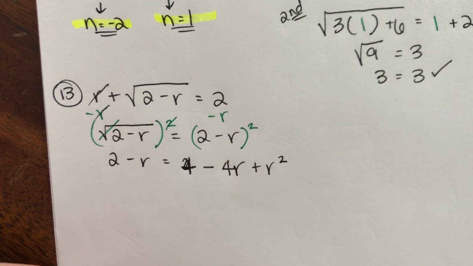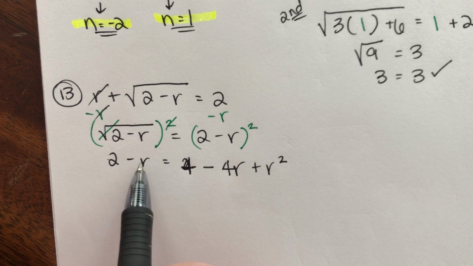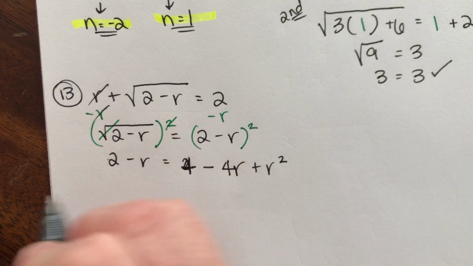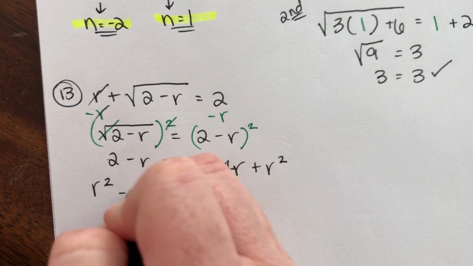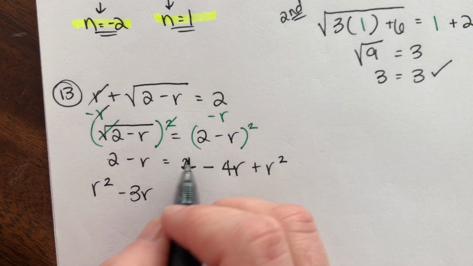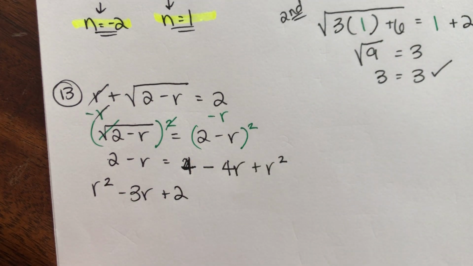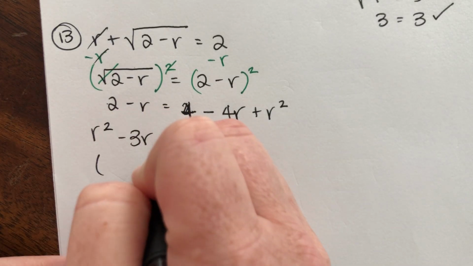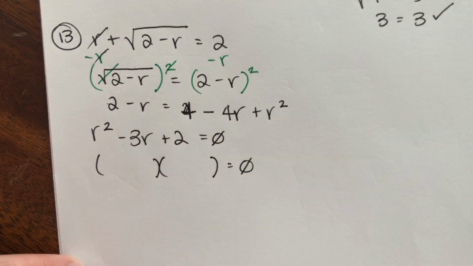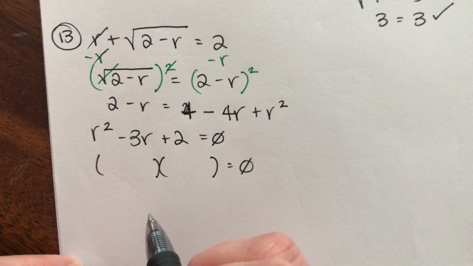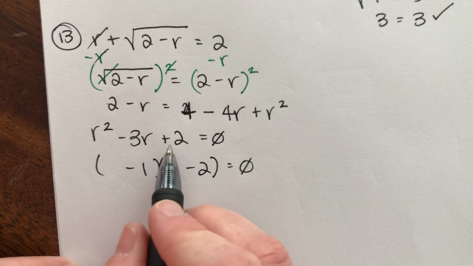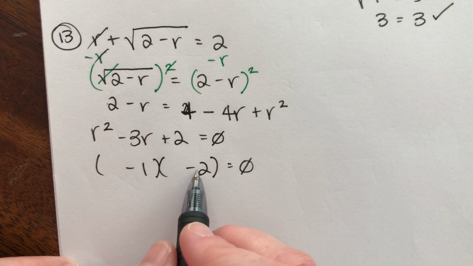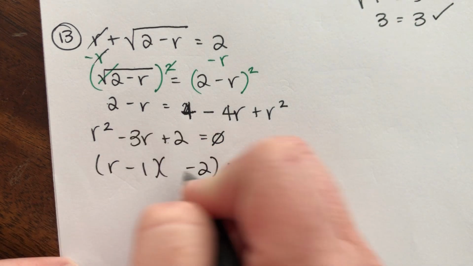I want to move everything to one side of the equal sign, so I'm going to subtract 2 and add r, and so when I put it in standard form, I end up with r squared minus 4r plus r is minus 3r, and then 4 minus 2 is positive 2. Okay, and then that's equal to 0. So now I can factor. Factors of positive 2 that add up to negative 3 are negative 1 and negative 2. Negative 1 times negative 2 is positive 2. Negative 1 plus negative 2 is negative 3. So that works. And then we have an r and an r.